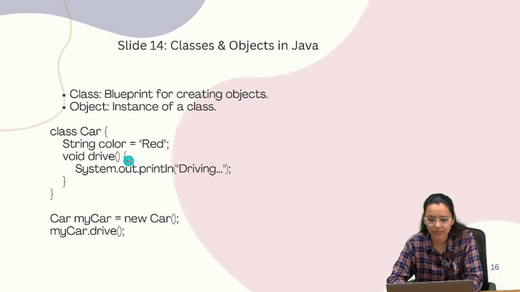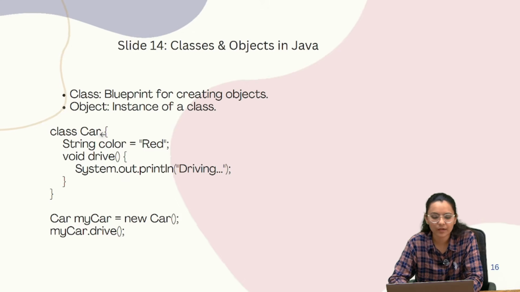Class car creates a blueprint named car. String color equals red sets the properties, or we can say attributes, of the car. The void drive method defines a behavior, that is a method, of the car. System.out.println driving is the action performed when the drive method is called. When the drive method is called, at that time we will get the output "driving".